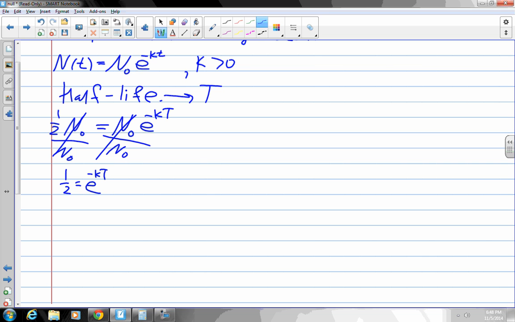So before we had a 2, now we have a 1/2. Now to solve for k, I'll have to take natural log of both sides. So this leaves me with negative kt equals ln of 1/2. So therefore, k or t, doesn't matter, k equals ln of 1/2 over negative t. Algebraically. Is that okay?